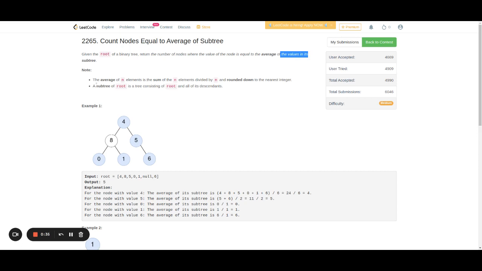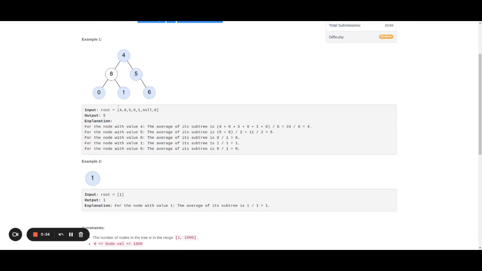Now a subtree is defined as a node consisting of the root and all its descendants. So the root is also included. For example, they are not saying only four and eight and five; we are going to include four also, along with all its subtrees. So let's go through an example.